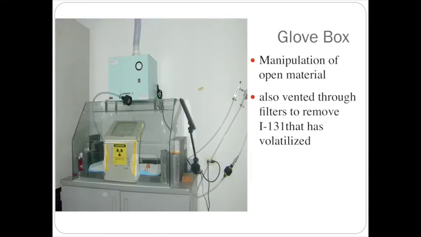This is a typical glove box. The glove box is where we actually do most of our open manipulations. You can see that blue cube on the top. That's actually where we keep the charcoal filters.